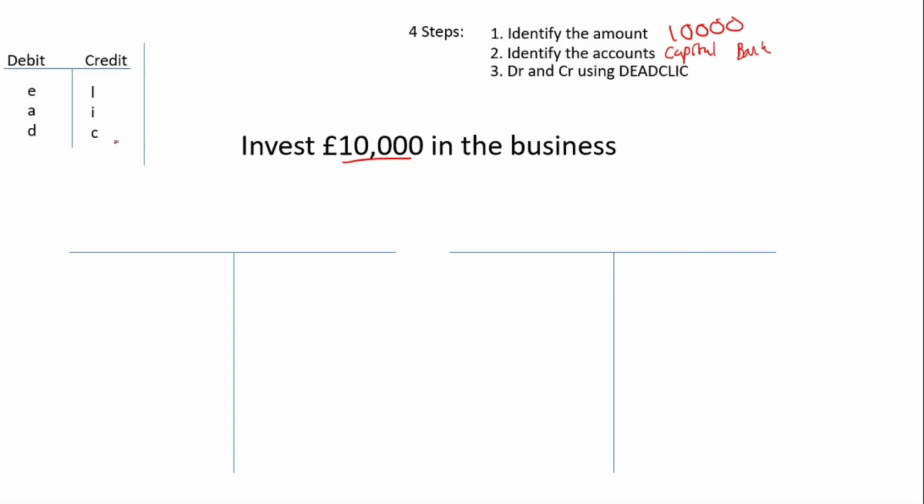And step 3 is to use the DEDCLIC acronym. Well, we can see that C stands for capital, it's on the credit side, so we're going to write credit capital, which leaves us with a debit for bank. Now, step 4 is to prepare the T account. So we're going to write one account for bank and the other account for capital.